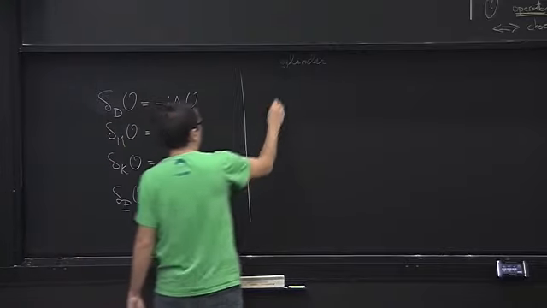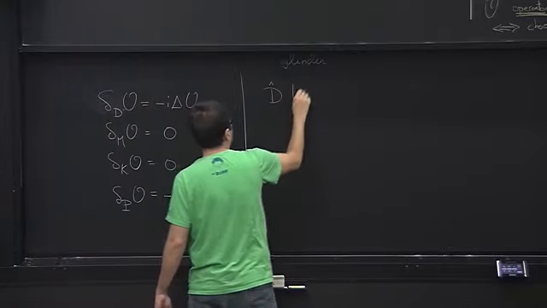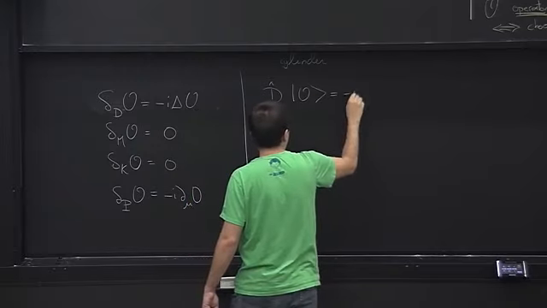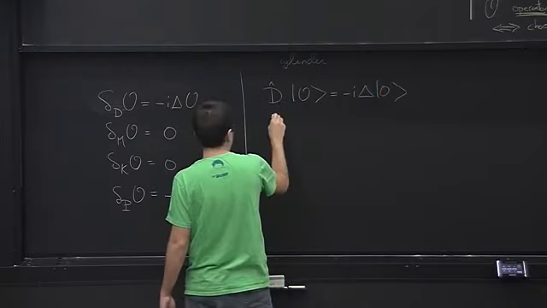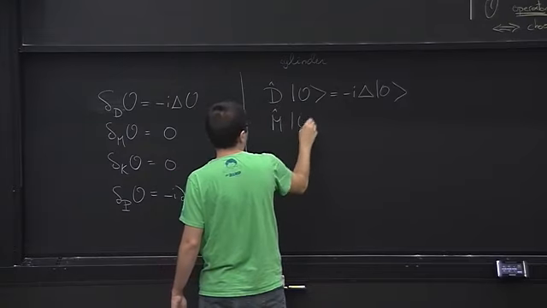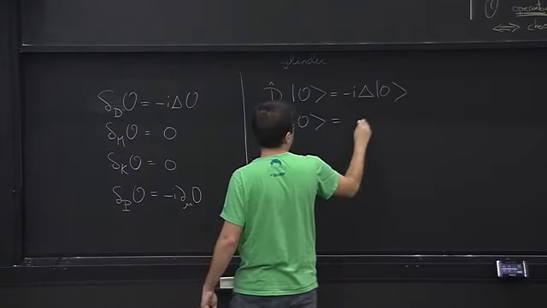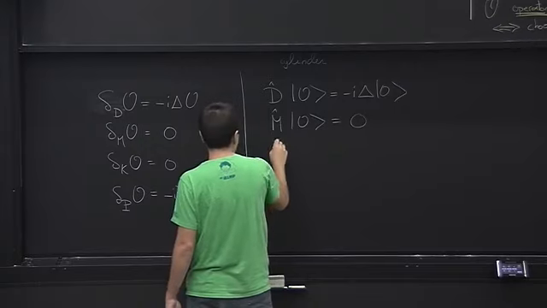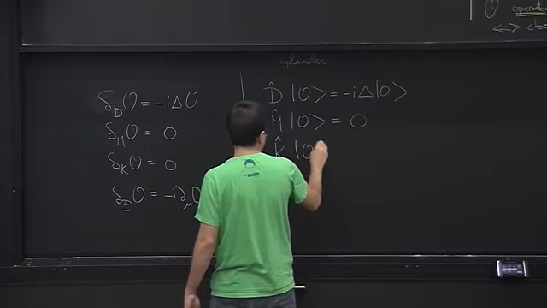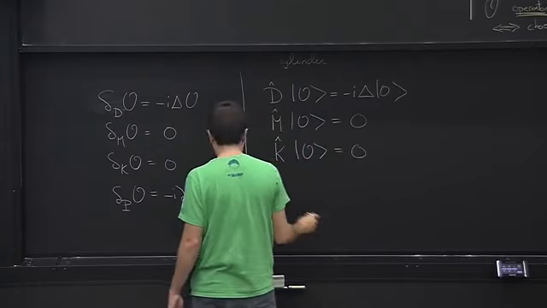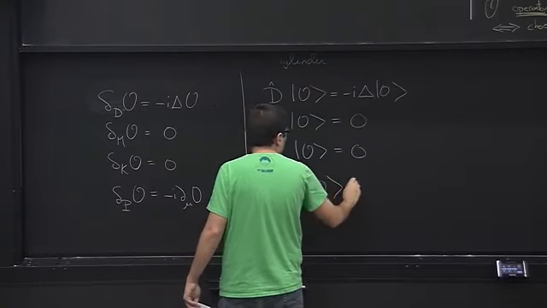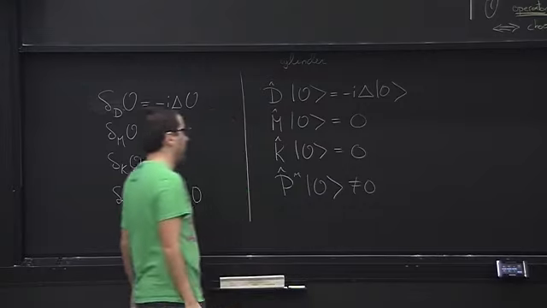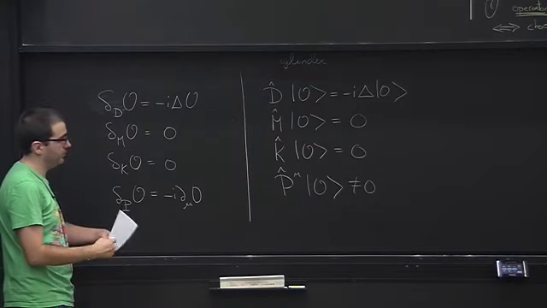Well, it is just that you have an operator D that acts on the cat O and gives minus i delta O. You have a rotation generator. Your state is invariant under that. You have some operator K that kills your state. And you have P mu acting on O that is not 0, and that generates, if you want, another state.